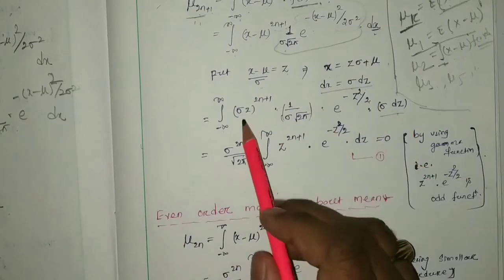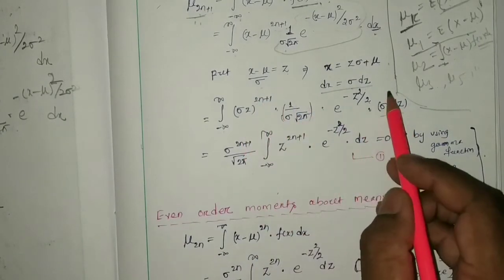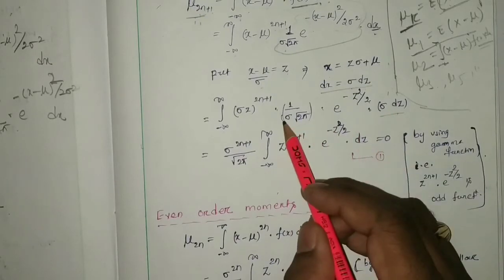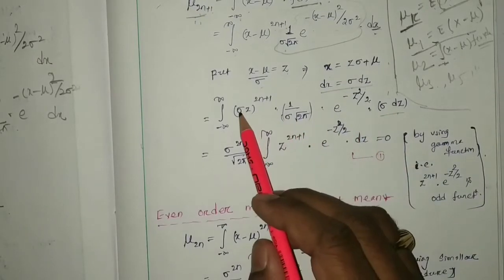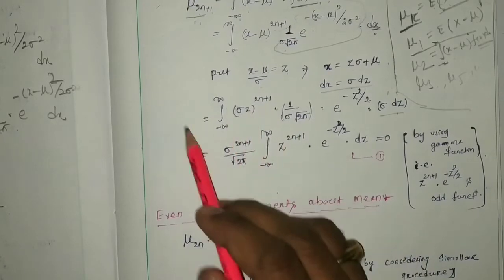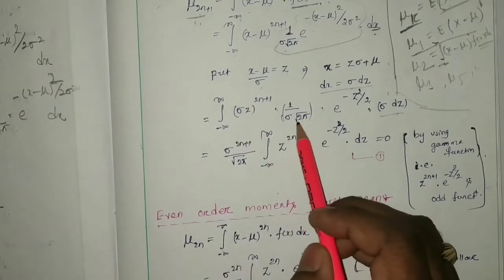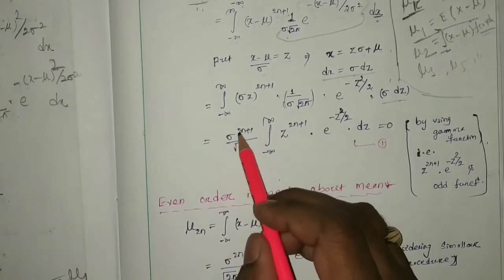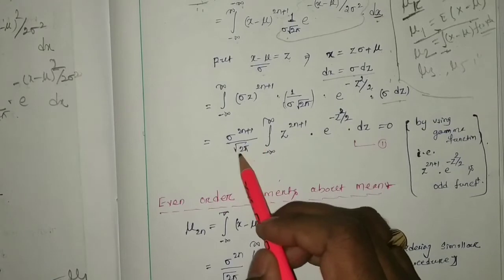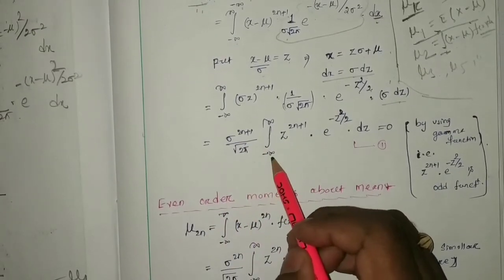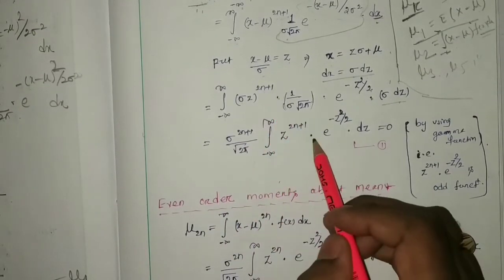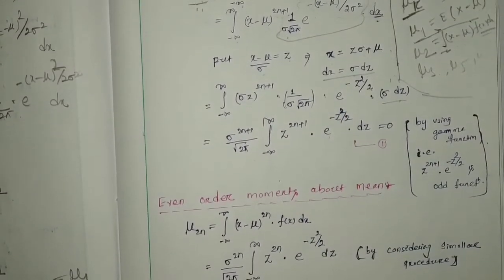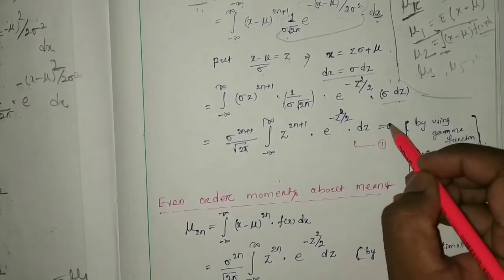Here you can find sigma to the power 2n plus 1, here sigma to the power 1, and here one sigma is there. So this sigma got cancelled with each other. So sigma to the power 2n plus 1 is a constant, it can be taken outside, and root over 2 pi is also a constant, taken outside of the integration. Sigma to the power 2n plus 1 by root over of 2 pi into integral from minus pi to pi of z to the power 2n plus 1 into e to the power minus z square by 2 dz equals 0. Why?